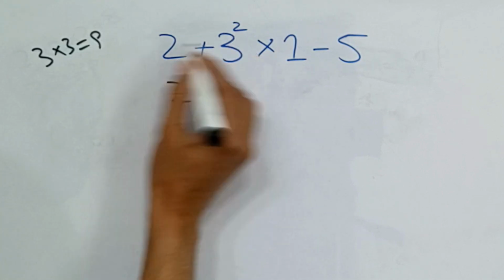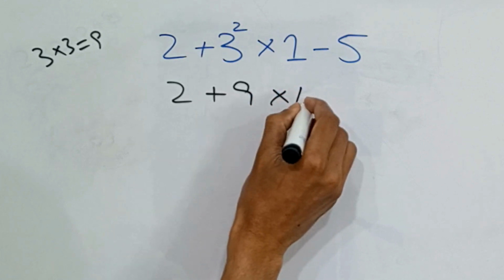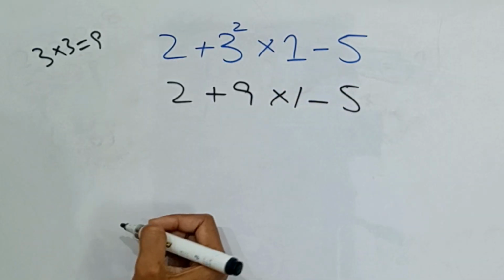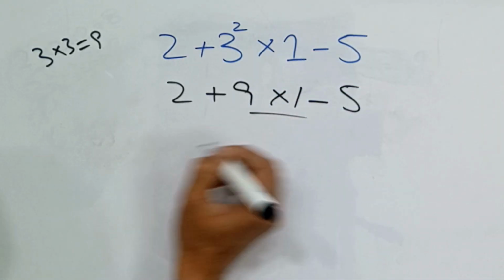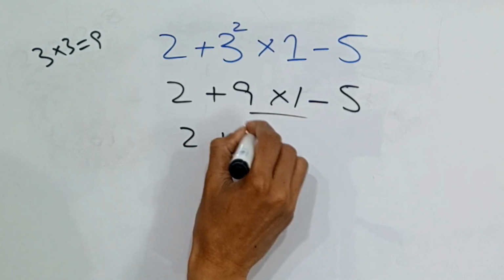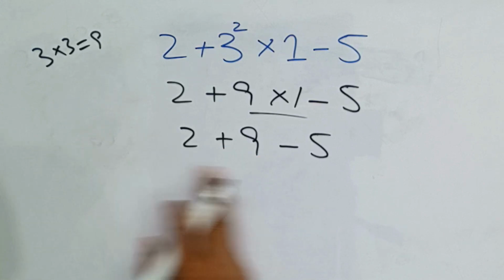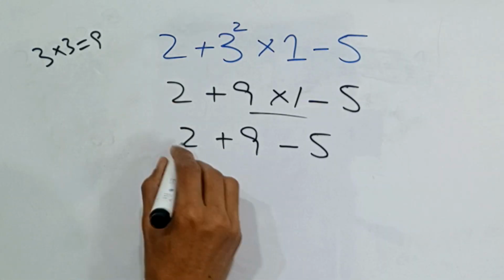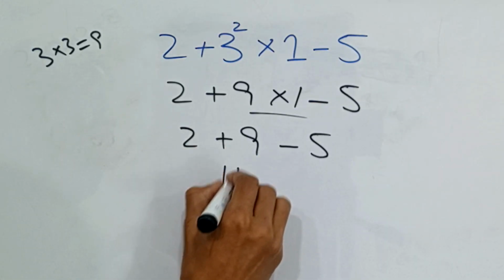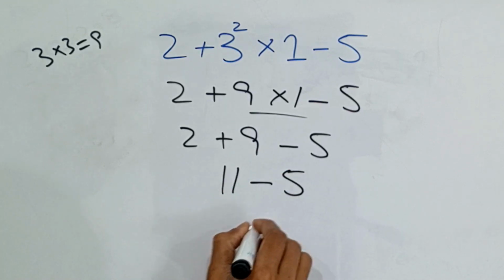2 plus 3 squared means 3 times 3 equals 9, right? Times 1 minus 5. Now multiply first, right? 2 plus 9 times 1 equals 9 minus 5. Now addition and subtraction from left to right. 2 plus 9 equals 11 minus 5, right? Now 11 minus 5 equals 6.